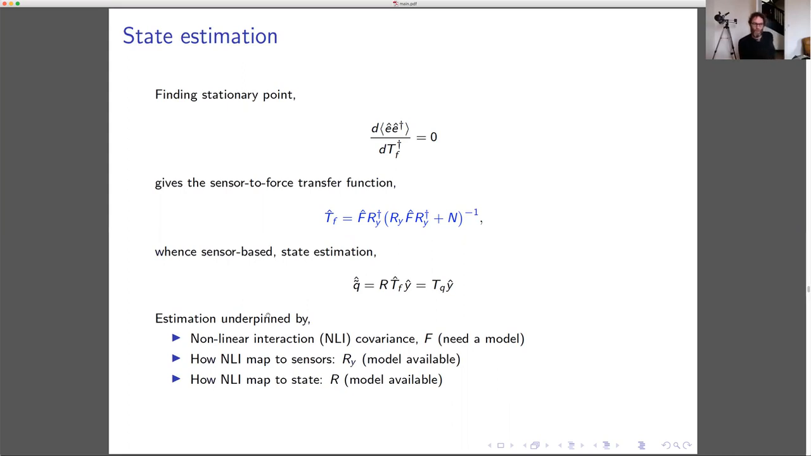The estimation is underpinned by three things. The first is the nonlinear interaction covariance, so the statistics of the forcing. We require a model for that. It depends on how the nonlinear interactions map to the sensors or Y, so that's something that we can compute. And then how the nonlinear interactions map to the state through the full resolvent operator OR. So that's something for which we have a model.